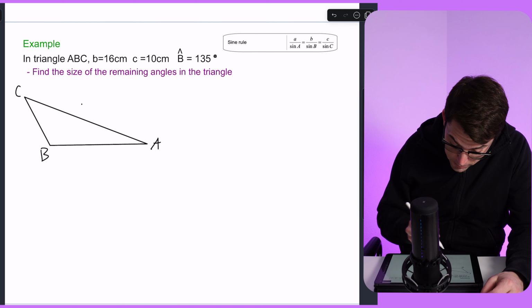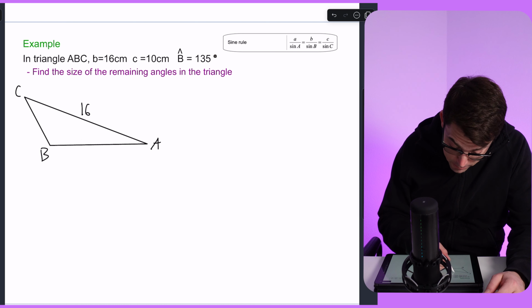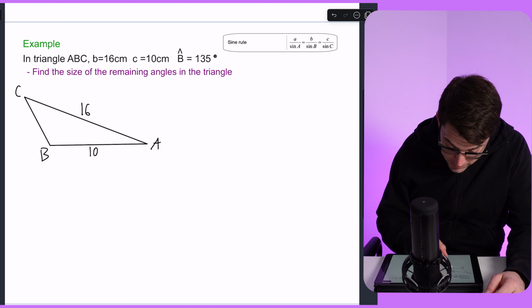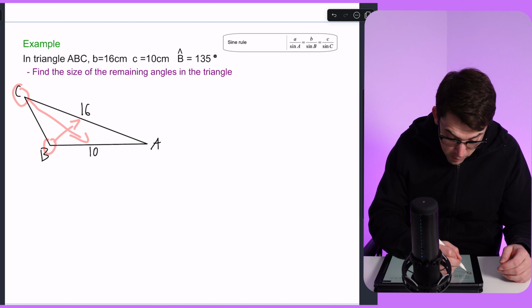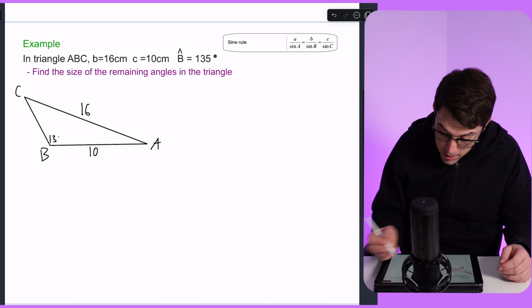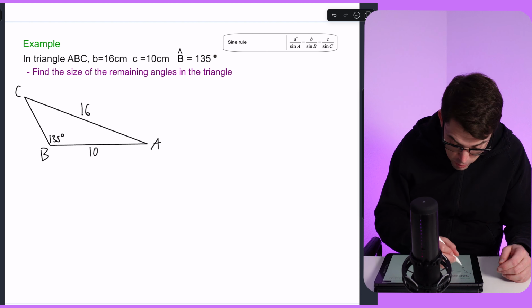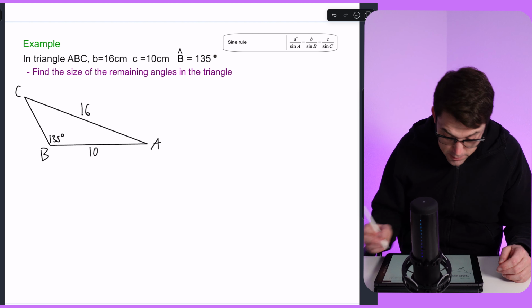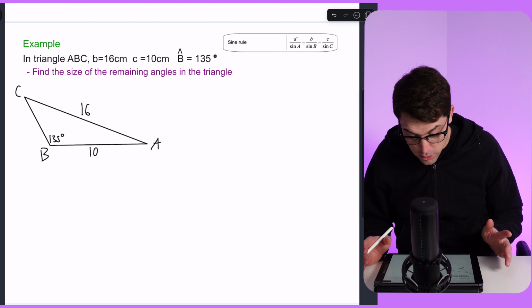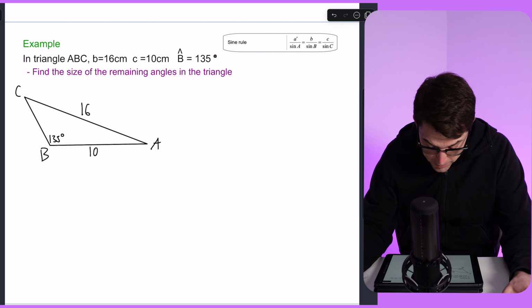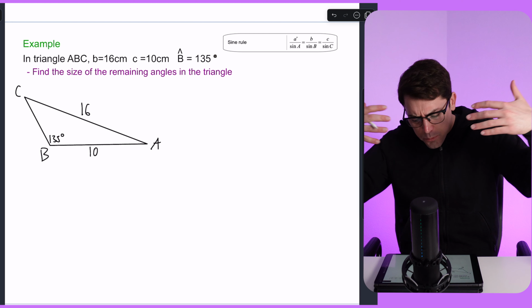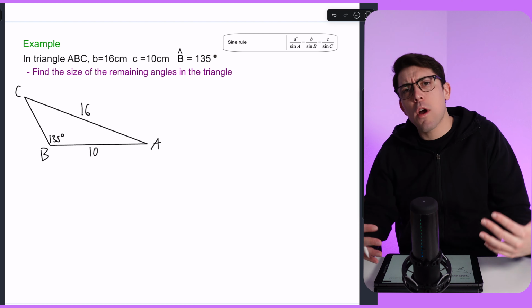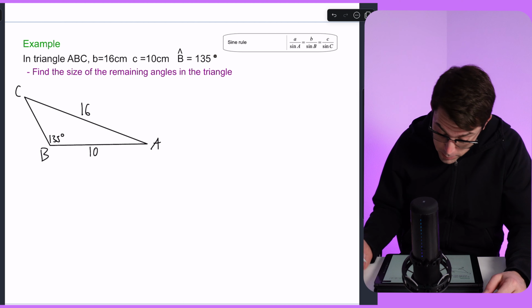I don't know what little a is. I know that little b is going to be 16, it's going to be this right here. I know that little c is going to be 10, and remember that's because it is the corresponding side, which means that if your angle is here, that corresponding side is opposite, same thing here. And I know that B is going to be 135 degrees. Now I want to find the remaining angles in the triangle. It might be easiest to set up a sine rule to find my other angle, because in a triangle, the sum of all your interior angles must be 180 degrees. But you have to have two angles in order to do that, and I only have one, so I have to find this other one by using the sine rule.